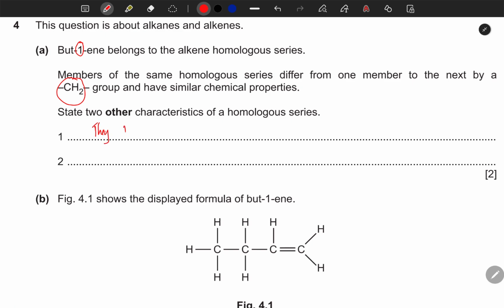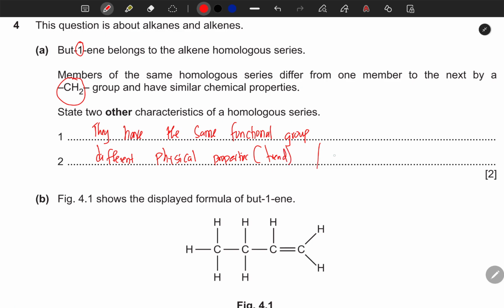They have the same functional group. Another one is that they don't have the same properties, but they have a trend in the chemical properties. They have different physical properties, which follow a trend.